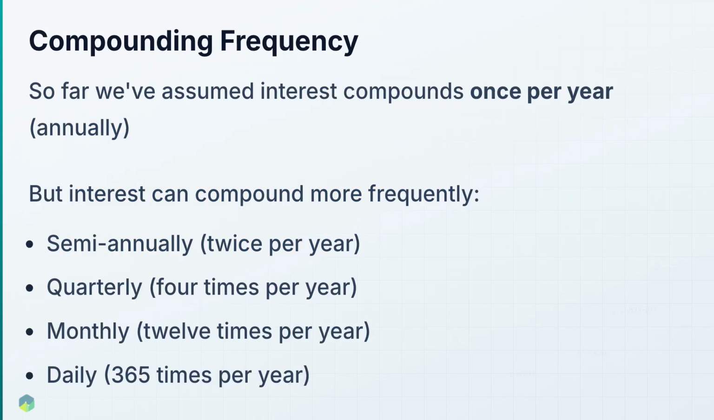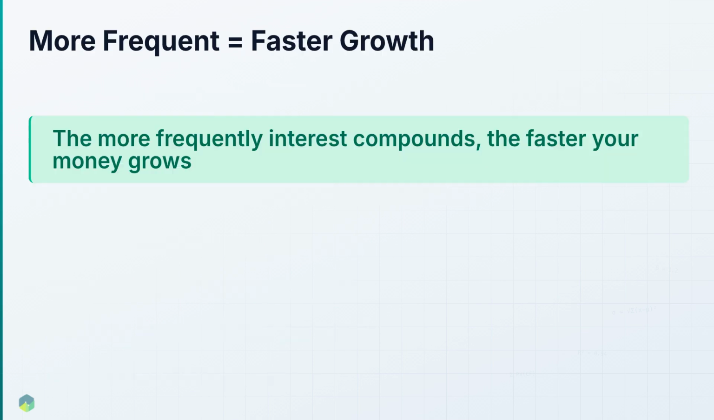So far, we've assumed interest compounds once per year, annually, but interest can compound more frequently: semi-annually, quarterly, monthly, or even daily. And here's the key point. The more frequently interest compounds, the faster your money grows. Each time interest is calculated and added to your balance, that new amount starts earning interest too.